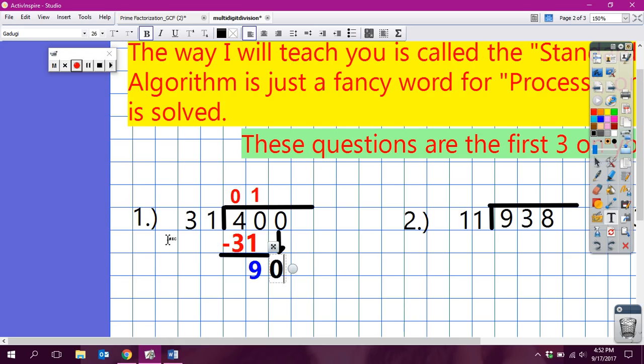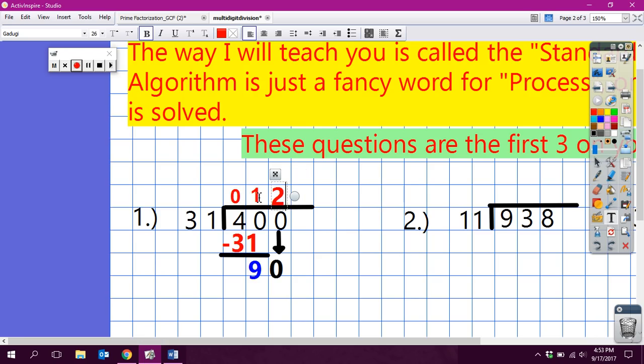So the next thing I want to do is say, okay, now I have 90. And I need to fit this group of 31 inside of 90 somehow. So you've got to ask yourself, 31 times what will get me close to 90? What I found is that it's probably 2, because if I multiplied 31 by 3, that would be 93, and that's too much. So I'm going to have to place a 2 right here.